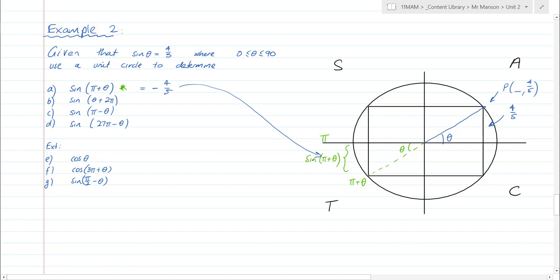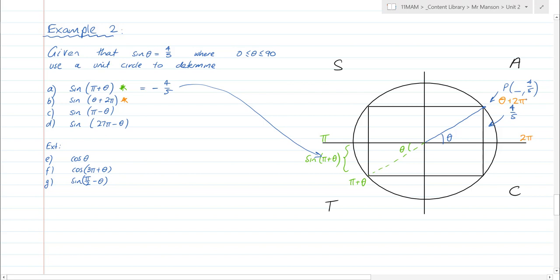That's the first one. Second one, which I'll do in orange, sine of theta plus 2 pi. This one's actually probably a bit easier than the first one, because if I get theta plus 2 pi, which is the same as 2 pi plus theta, here's my 2 pi here, and if I add theta to that, I end up here. This is theta plus 2 pi, which is actually just the same as theta.